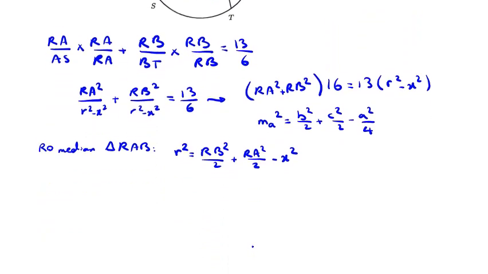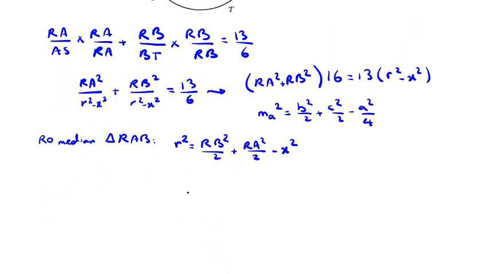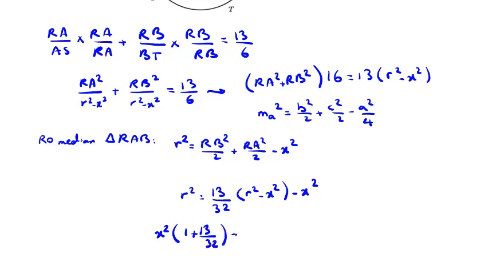Now let's see what can we say. Here we say, okay, r squared, we have RB squared plus RA squared. We have 13 over 16. We have 2 here also, 32, r squared minus x squared minus x squared. Now we can say what? We can say, okay, this minus this, you take x squared to the right hand side, x squared will be 1 plus 13 over 32, and r squared will be what?